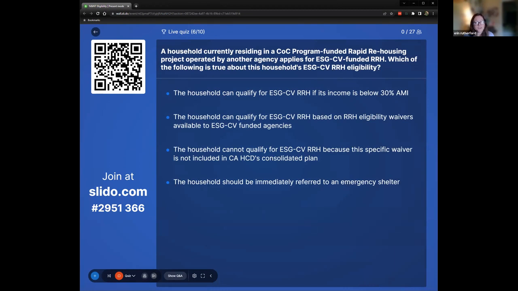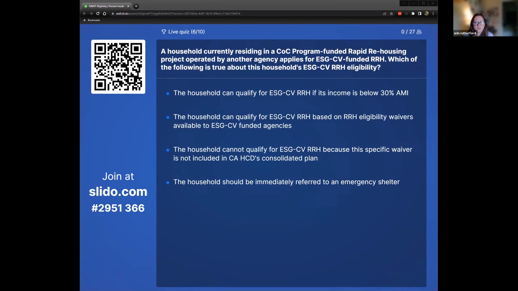All right. So a household is currently residing in a COC program-funded rapid rehousing project that is operated by another agency that applies for ESG CV-funded rapid rehousing. Which of the following is true about this household's ESG CV rapid rehousing eligibility? First answer, the household can qualify for ESG CV rapid rehousing if their income is below 30% AMI. Second option, the household can qualify for ESG CV rapid rehousing based on rapid rehousing eligibility waivers that are available to ESG CV funded agencies. Three, the household cannot qualify for ESG CV rapid rehousing because this specific waiver is not included in California HCD's consolidated plan. And lastly, the household should be immediately referred to an emergency shelter. And we're looking for the best answer out of all of these.